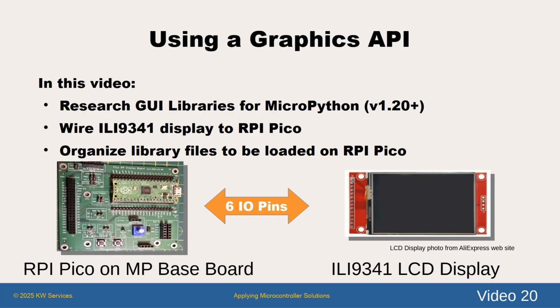In this video, we locate a suitable graphics API and wire an ILI9341 LCD display to a Raspberry Pi Pico. For this effort, I'm using the Pico MP display baseboard, but any board supporting a Pico and its pins will work. The board is running on MicroPython version 1.20.